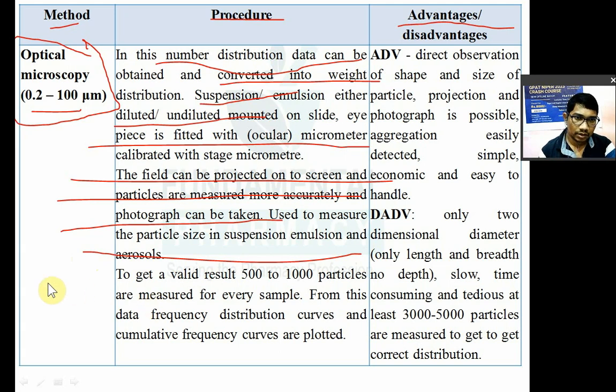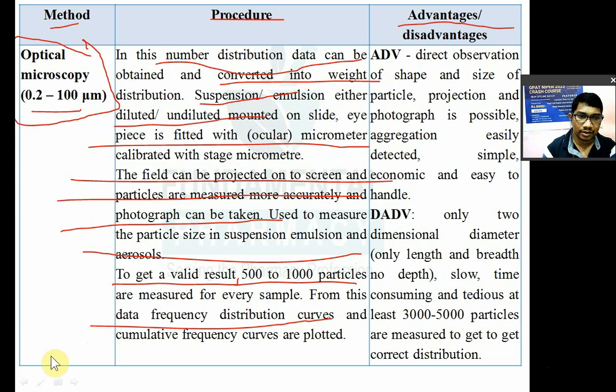Now to get a valid result, you have to measure at least 500 to 1000 particle. तो 500 से लेके 1000 पार्टिकल मेजर करना है. Okay, so to get a valid result, 500 to 1000 particles are measured for every sample, and from this data you can get a frequency distribution curve and cumulative frequency distribution curve. They can be plotted.